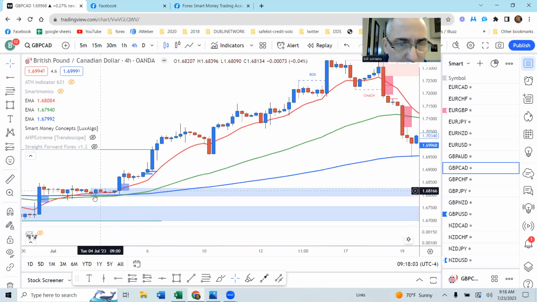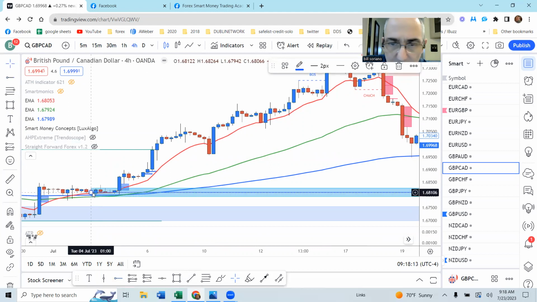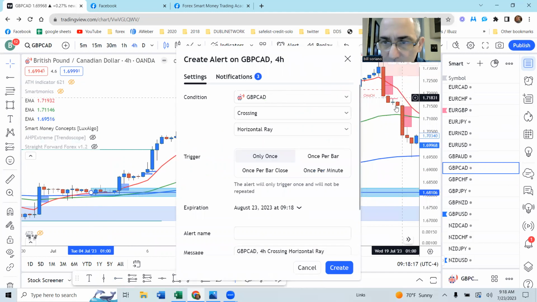We do have engulfing candles here. So we could use this area right here. And we could just kind of set our point of interest. In this case, kind of right in the middle of it, because there's just a few different candles that we can use.